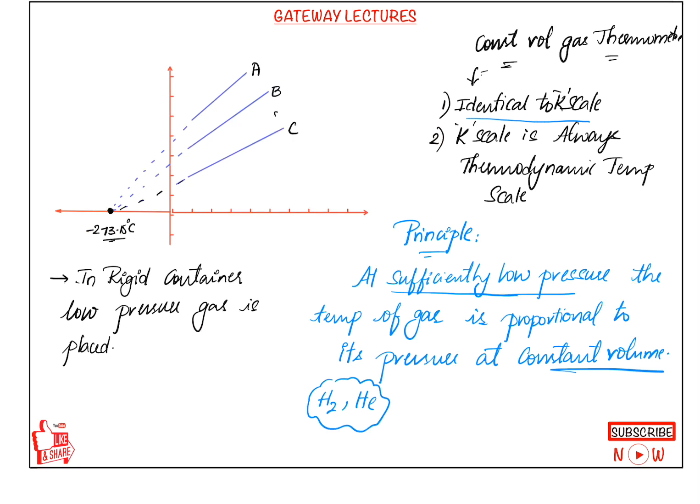There can even be a question. They may give a question like a monoatomic gas A, a diatomic gas B, and a triatomic gas C are used in a constant volume gas thermometer. Then what is the value of temperature for each gas at absolute 0? There is only one answer: minus 273.15 degrees centigrade.